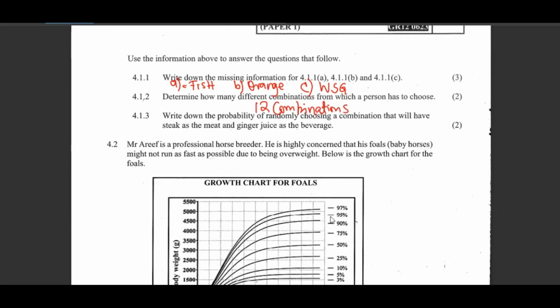Write down the probability of randomly choosing a combination that will have steak as meat and ginger as a beverage. Now we are looking for SG. Wherever we see SG, because they never said white or brown, but we are looking for SG. What's the chance that we see that?